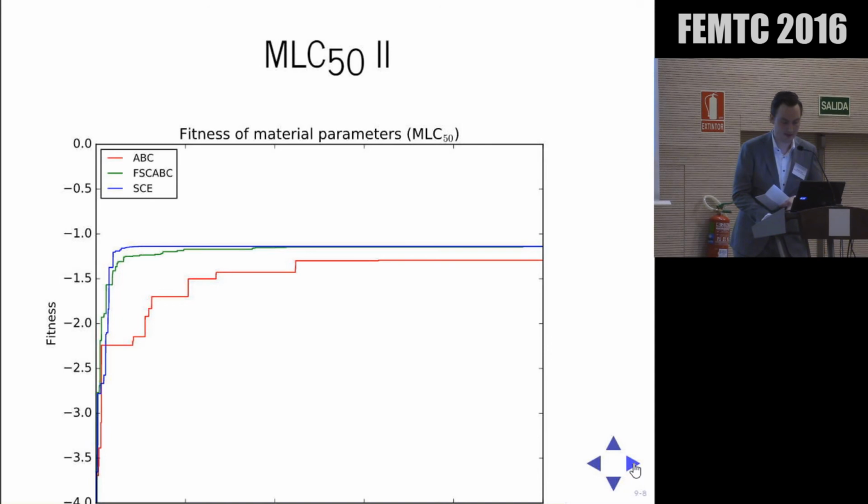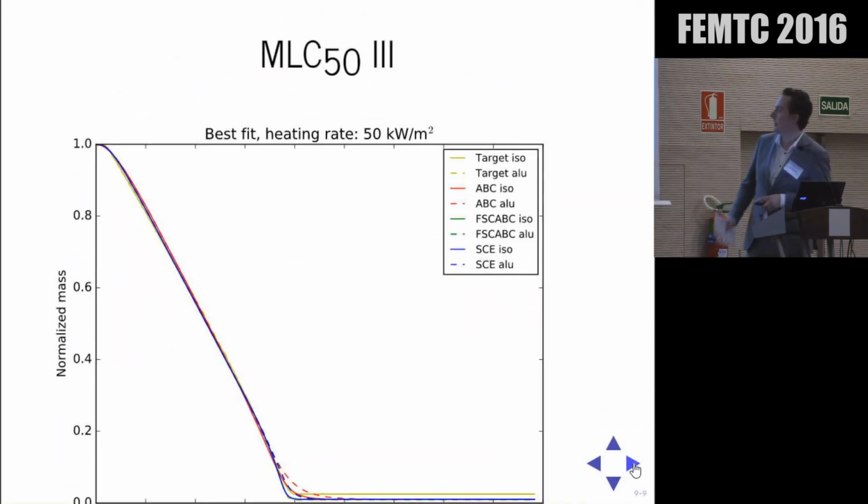Let's see how this is plotted for the best fit function. Again, you can see in the lower part, this is plotted for the isolating and the conducting background layer in the same colors, and it's hard to distinguish between all these, so it fits very well.